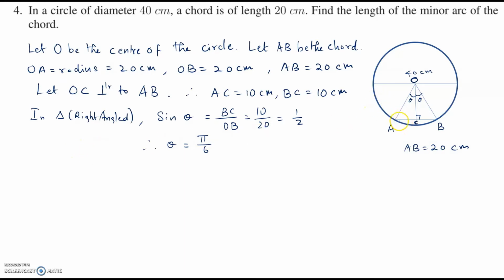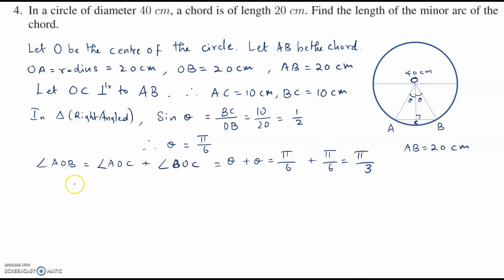Now, we can say that angle AOB is equal to the angle AOC plus angle BOC. Now we have found that the angle BOC, which is theta, is equal to pi by 6, and our angle AOC is also equal to this angle, so they are both theta. So it's theta plus theta, which is equal to pi by 6 plus pi by 6, which will be equal to pi by 3.